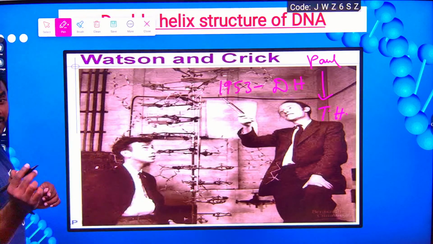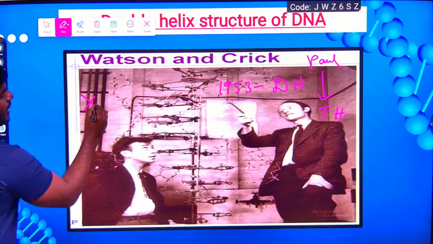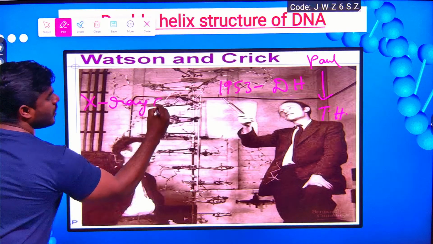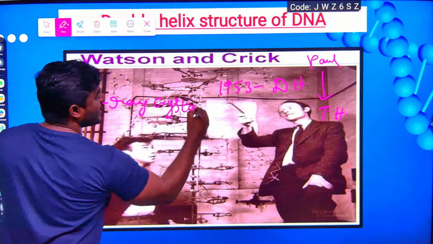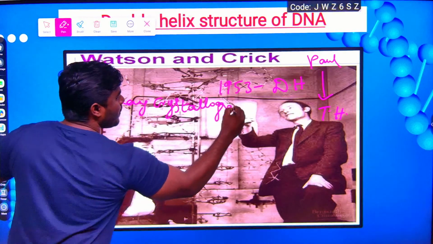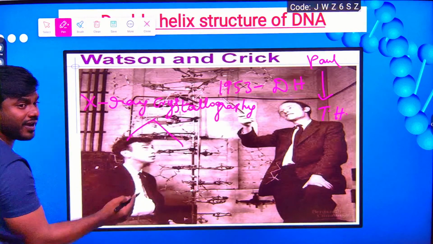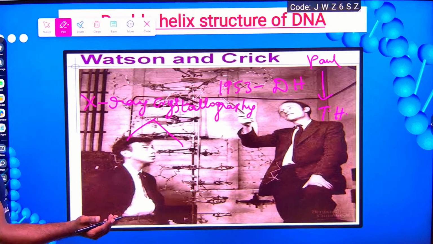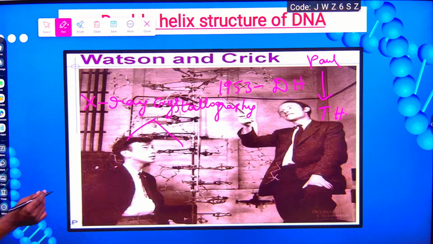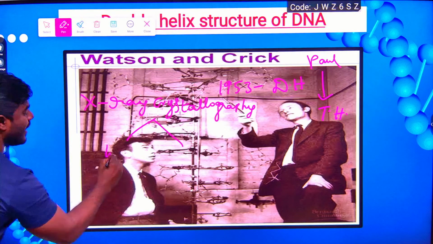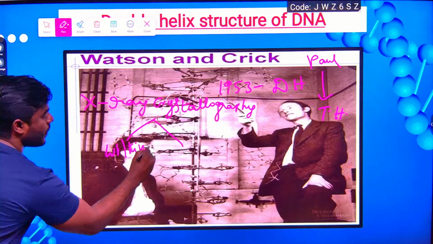Very good. Based on the X-ray crystallography technique. In the set exam you will get a direct question: based on what? X-ray crystallography technique. This technique was performed by 2 other scientists. Does anyone remember the scientists who performed the X-ray crystallography? Rosalind Wilkins, okay, James Franklin.